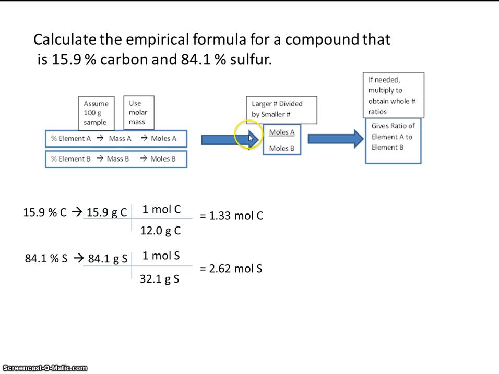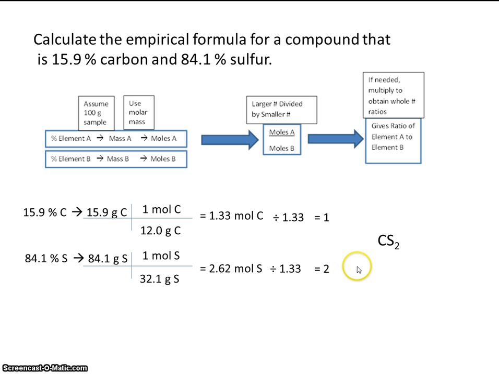Now take the larger number, divide it by the smaller number. So here we go. Divide each one by the smallest number. 1.33 divided by 1.33 is 1. 2.62 divided by 1.33 is 2. So our ratio of carbon to sulfur is 1 to 2.